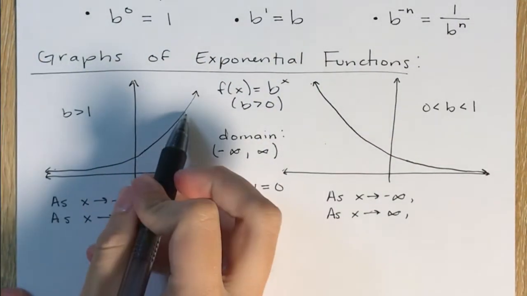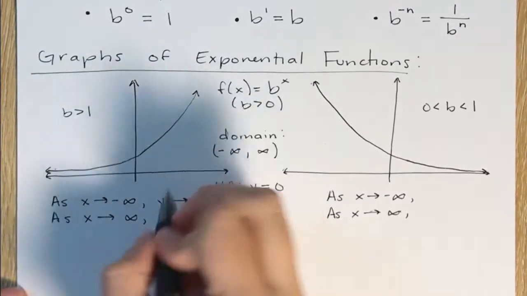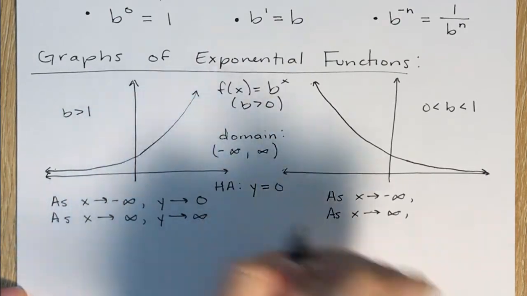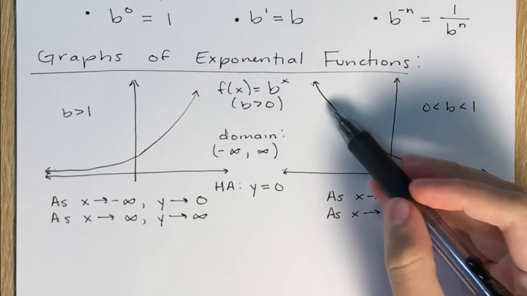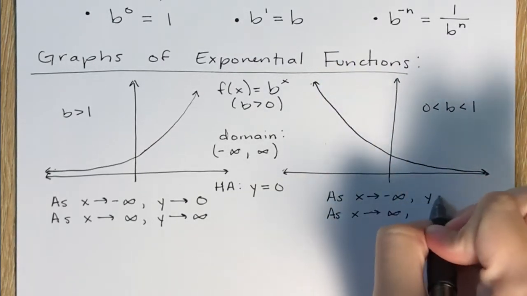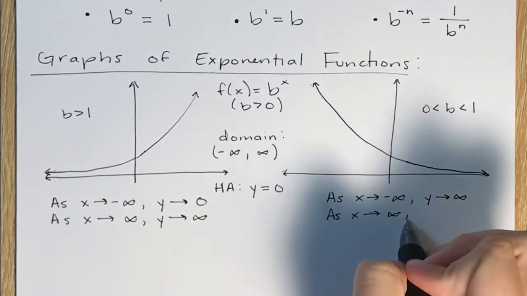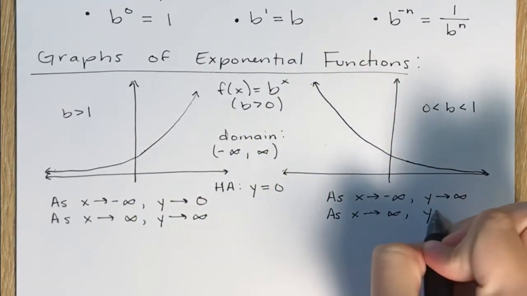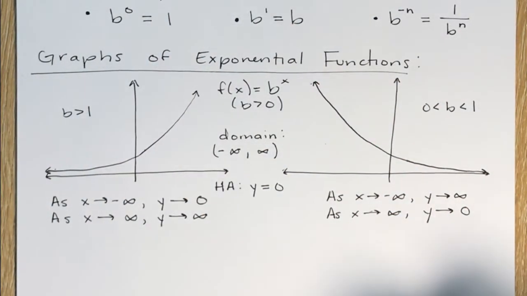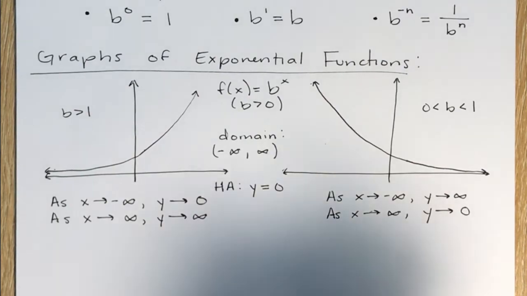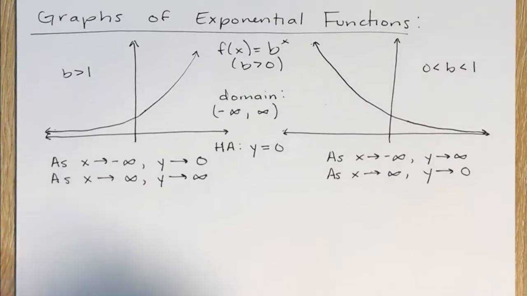As x approaches infinity, as we move off the graph to the right, our y values are also approaching infinity. Here, as we move off the graph to the left, as x approaches negative infinity, the y values are approaching infinity. And as we move off the graph to the right, as x approaches infinity, the y values are getting closer and closer to 0. So now that we've looked at that and gotten a quick debrief on exponential functions, let's talk about logarithms.